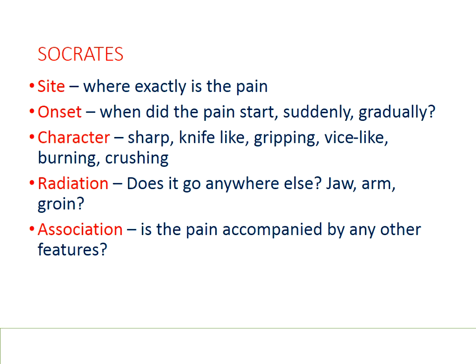So the next one we have is SOCRATES, and SOCRATES is mainly used with the medical model, which we've been talking about and using during our examinations. So we want to know the site, where exactly is the pain? The onset, when did the pain start? Was it sudden or gradual in onset? The character, was it sharp, knife-like, gripping, vice-like, burning, crushing? Like an elephant sitting on my chest. What does that pain feel like?